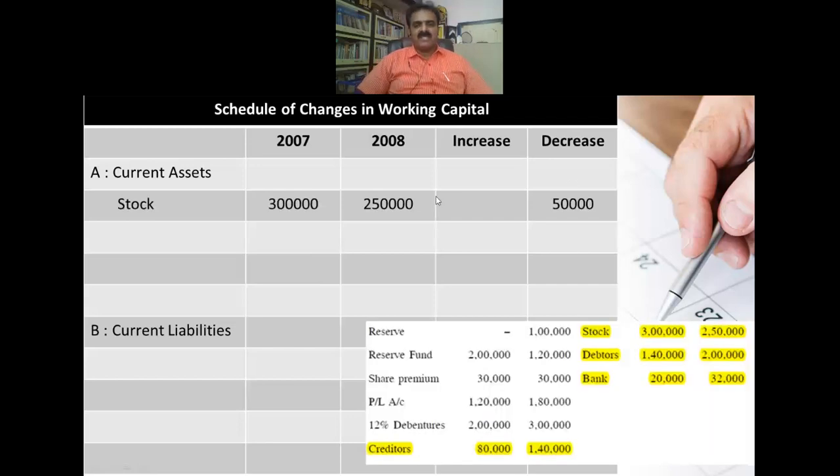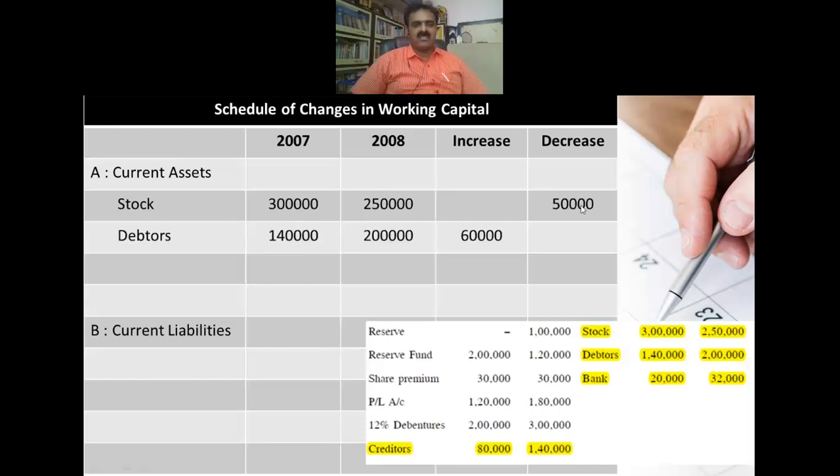The very first item is called stock value. Stock value for the year 2007 is 3 lakhs, and for the year 2008 it is 2 lakh 50,000. So from 3 lakhs to 2 lakh 50,000, it has decreased by 50,000. Therefore, a decrease in current assets decreases working capital.